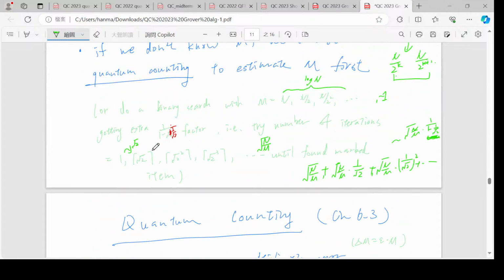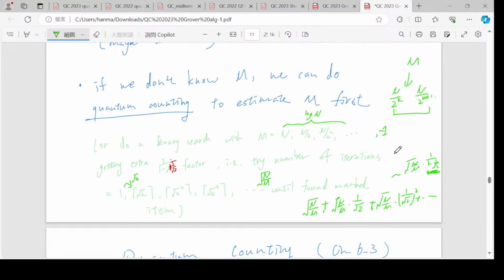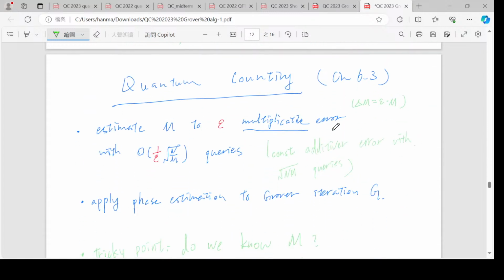Well, I guess before we go to quantum counting, does anyone have any question about why not knowing M is a problem and why we can do binary search? If not, okay. Then let's talk about quantum counting. Quantum counting is a very general algorithm to estimate. So once again, the setup is like Grover search. You have input string small f of x, and you want to find the marked items.